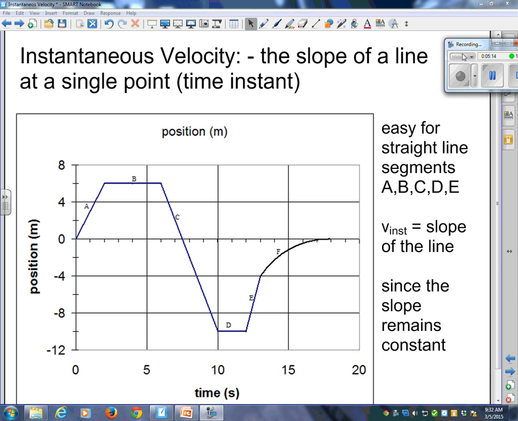Here's the number one big physics idea for the day, the unimportant thing. Instantaneous velocity is the slope of a line at a single point. The slope of a line at a single point. Now, when you did slope in math, you always needed rise over run, y2 minus y1, right? Two points, all that nonsense. Okay, how the heck do you find the slope at a single point?